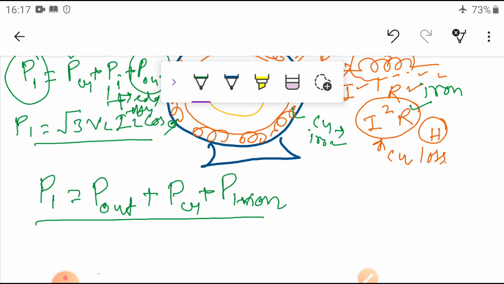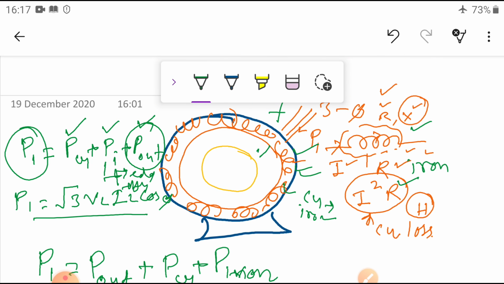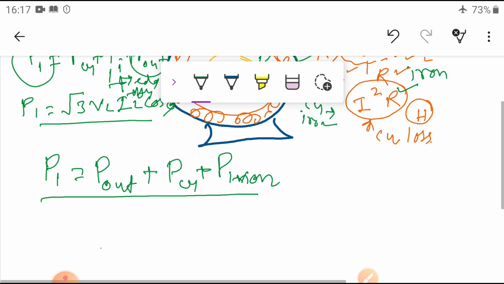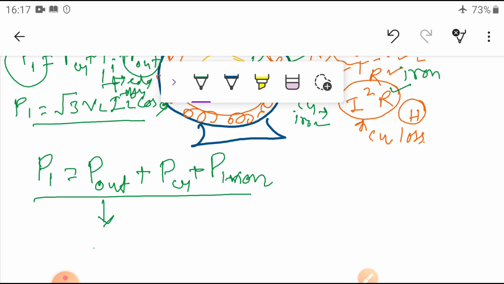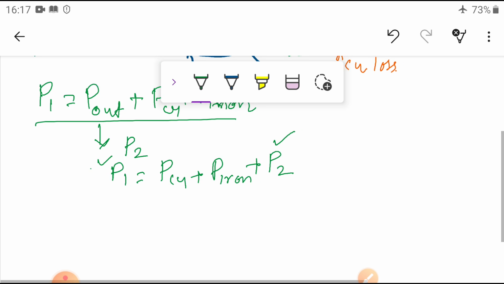Now after that, it flows to the rotor. Once the power is coming here, we can say this stator output is equal to P2. So P1 is equal to P copper losses plus P iron losses plus P2. This is the output of the stator, this is the input of the stator. These are the losses. So P1 minus P2 is equal to losses.